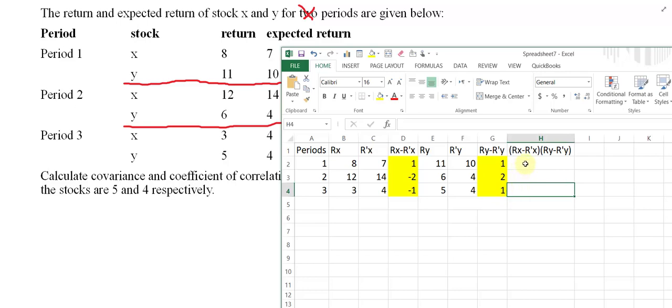Now you have to multiply. Of course, you can multiply in this way: this one into this column, simply equal to 1. The second one, minus 2 into 2, becomes simply minus 4. And the third one, minus 1 into 1, is equal to minus 1. Now if you want to sum up, this is negative 4, because minus 2 into positive 2 becomes minus 4. Now you can find out the total.